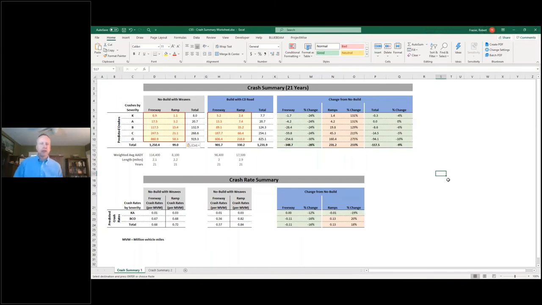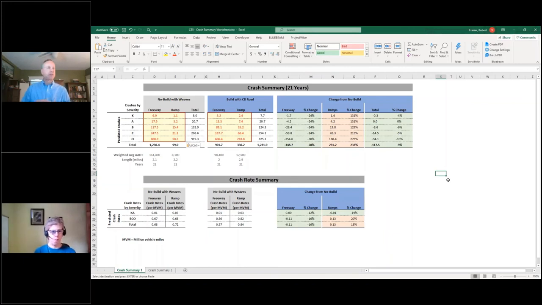All right, so we've got our no build, we've got our build with the CD road, we've dropped everything in, we've got number of crashes, and we've got changes in crash rates. So I'm going to give everybody just a minute to either screen capture this if you didn't do this, or follow along, do it yourself in the sheets. And I'm going to pull back up the presentation. I've got a couple of questions I want to ask you about this before talking any more about it.